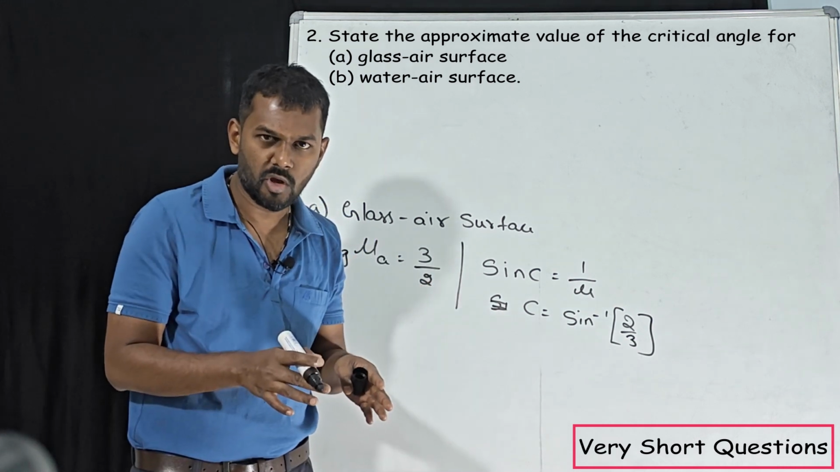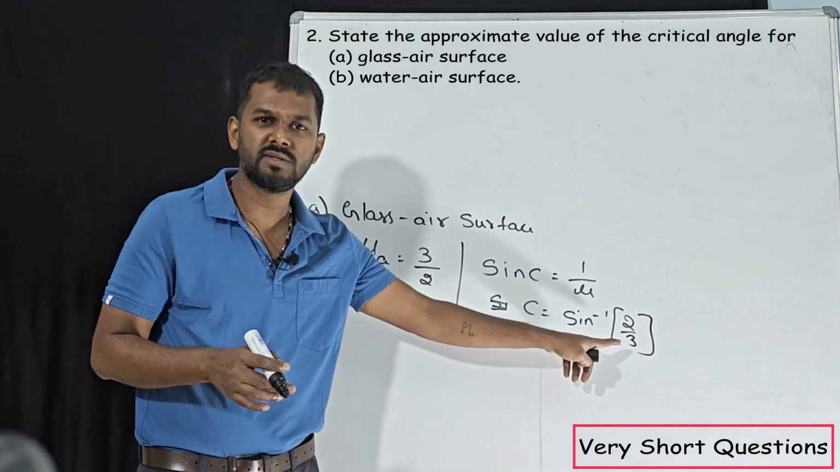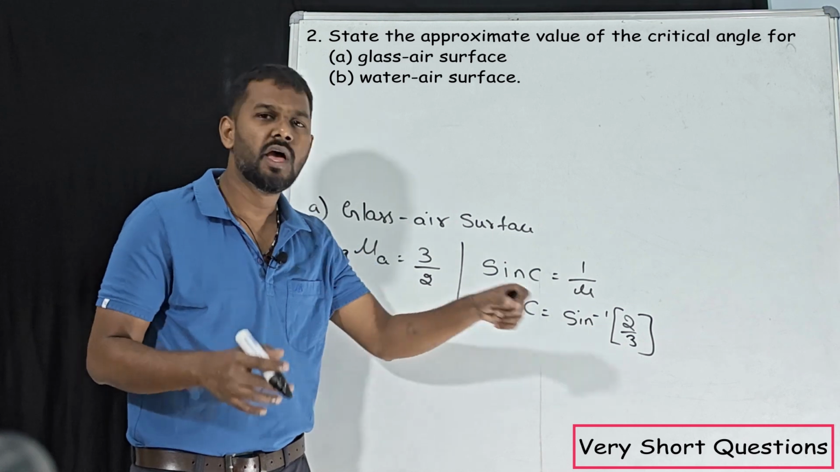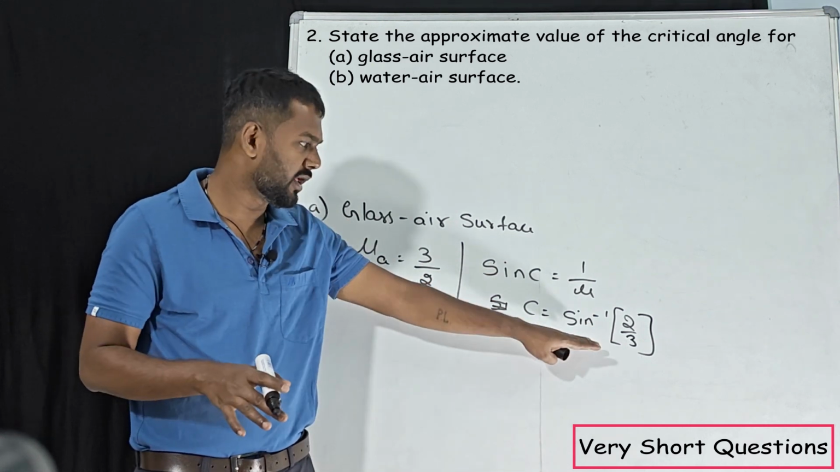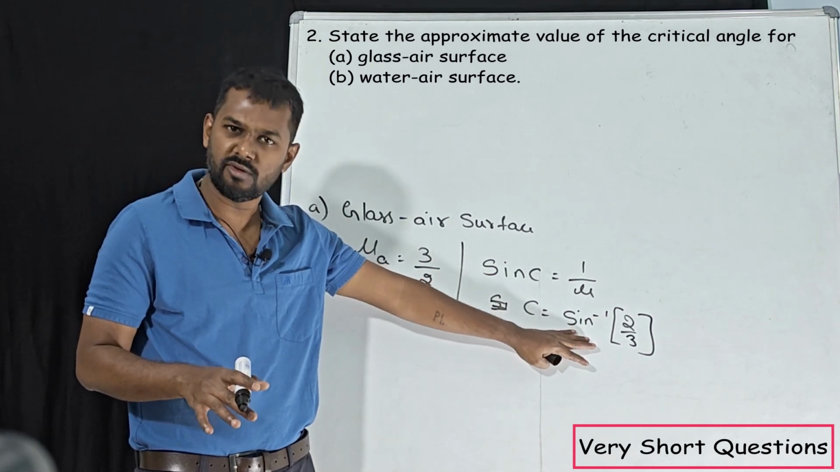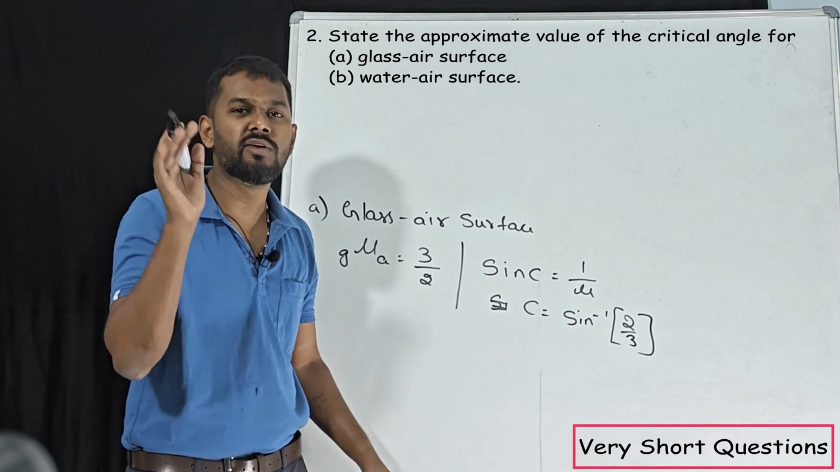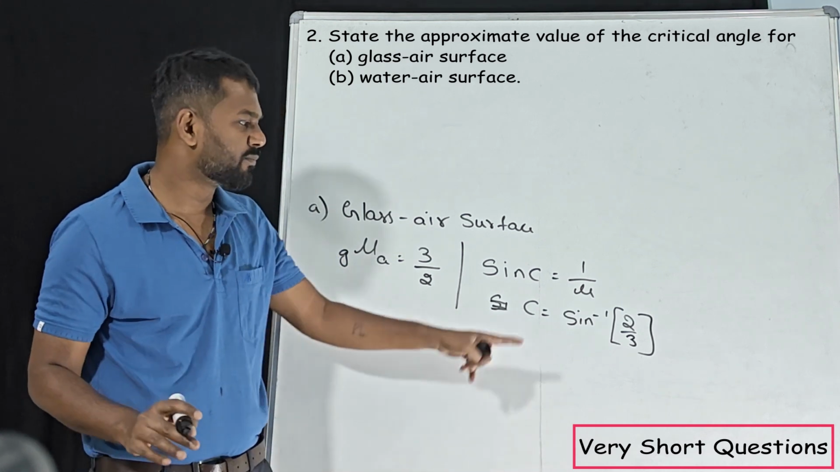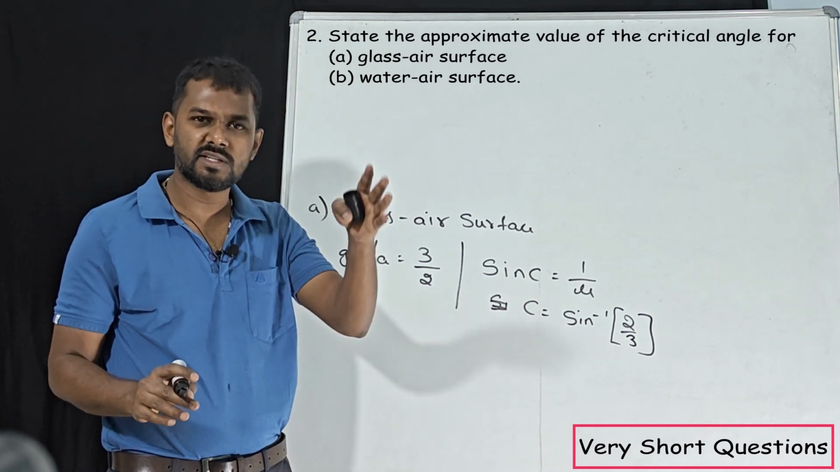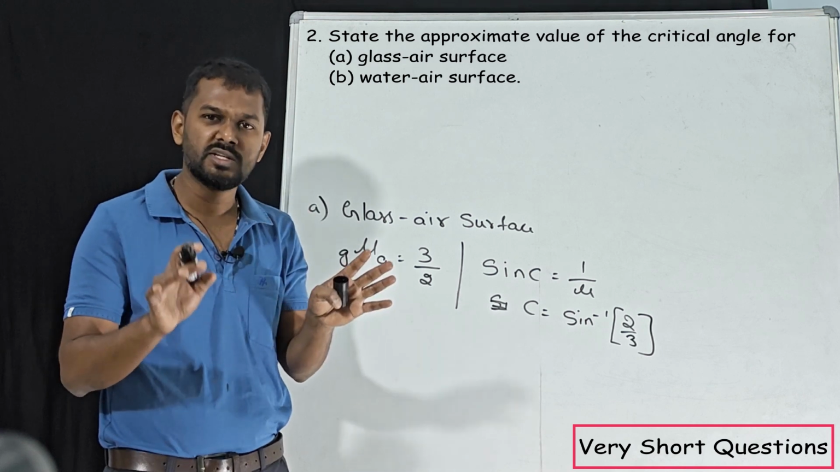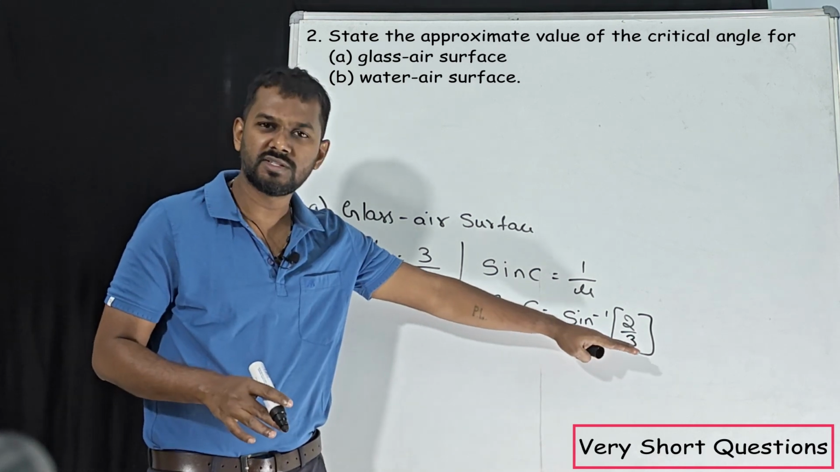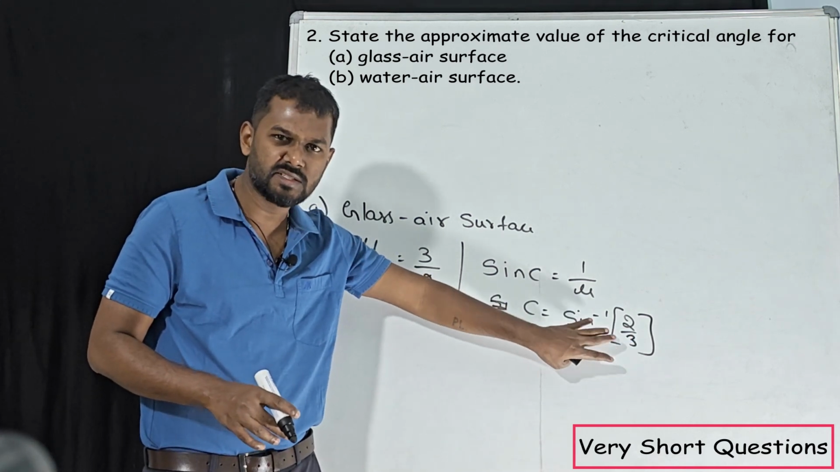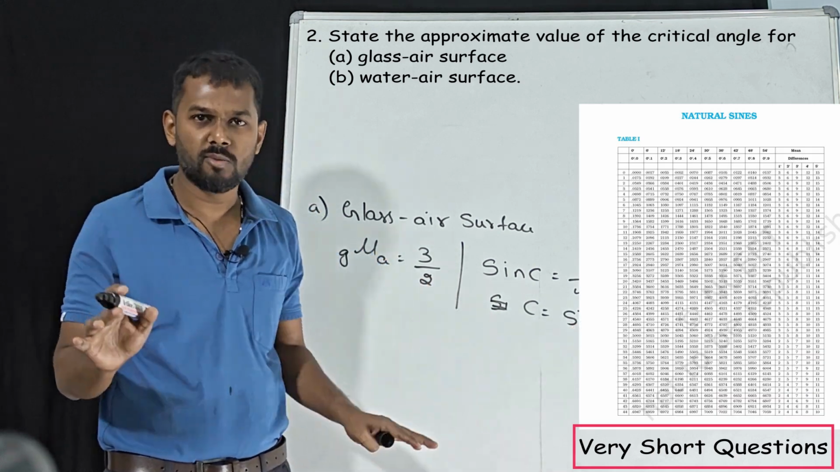You take that value. 2 by 3 is nothing but 0.66, correct? You will get the log book. Normally they are not going to give these kinds of questions. If they do, they'll give you the standard values like sin 30, sin 45, sin 60, sin 75. But here it is not a standard value. In these kinds of cases, they'll give you the log book.